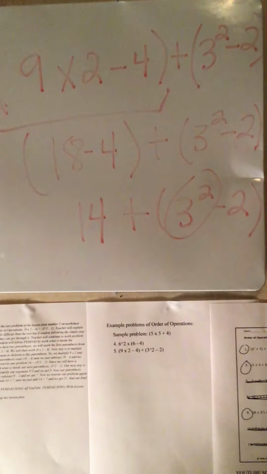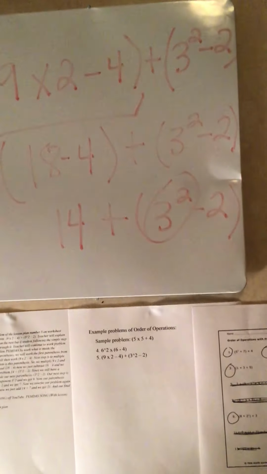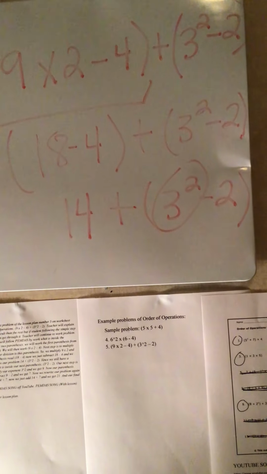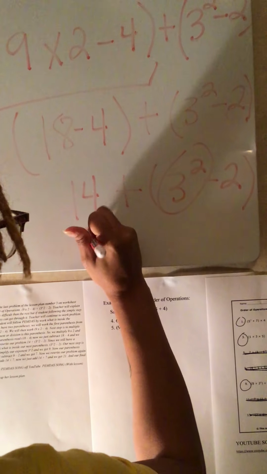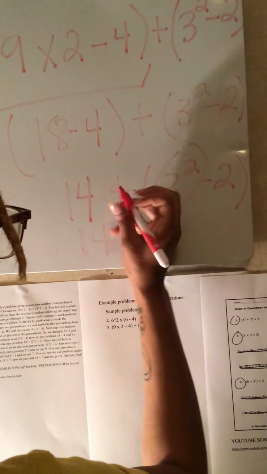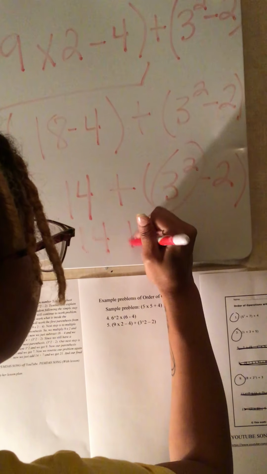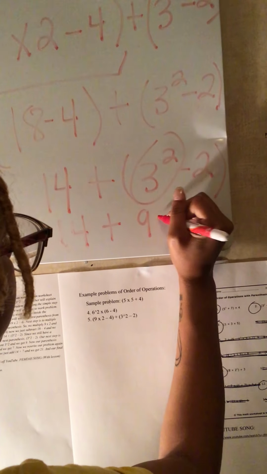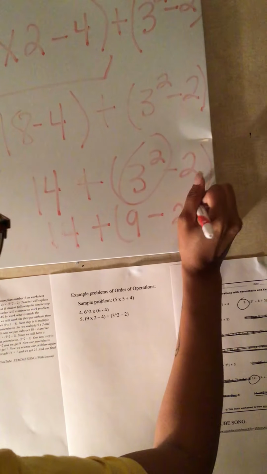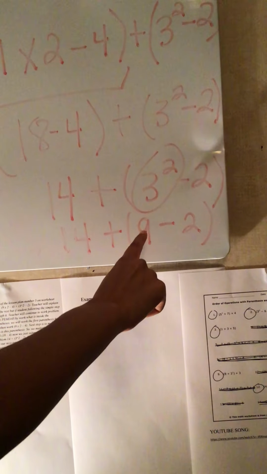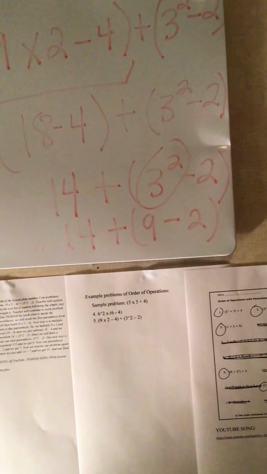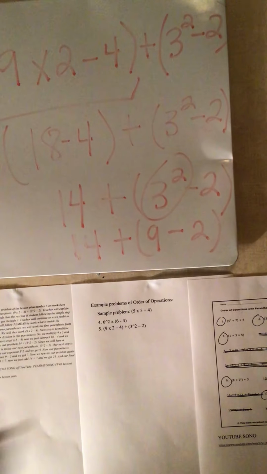Next, it tells us to perform our operation with exponents. So, we're just going to simplify this 3 to the second power. We know 3 to the second power is 9. So, bring our 14 down. Plus 9 minus 2. We still have our parentheses, so we just simply subtract 9 minus 2. And we know 9 minus 2 is 7.